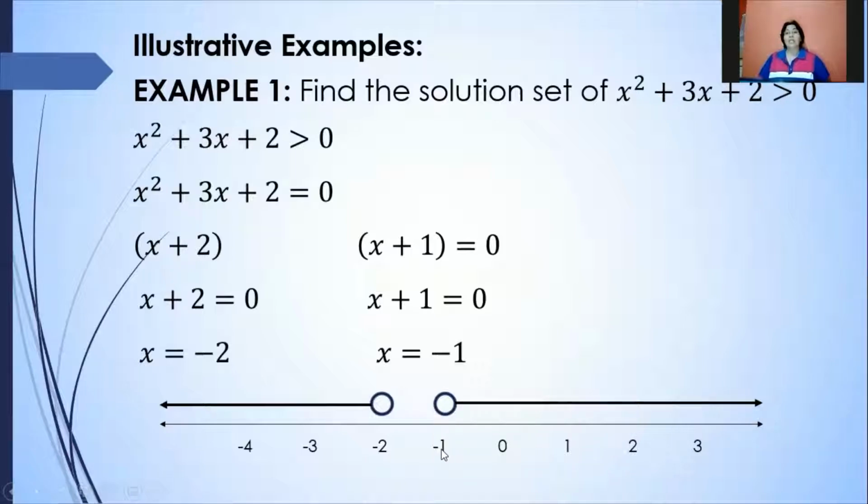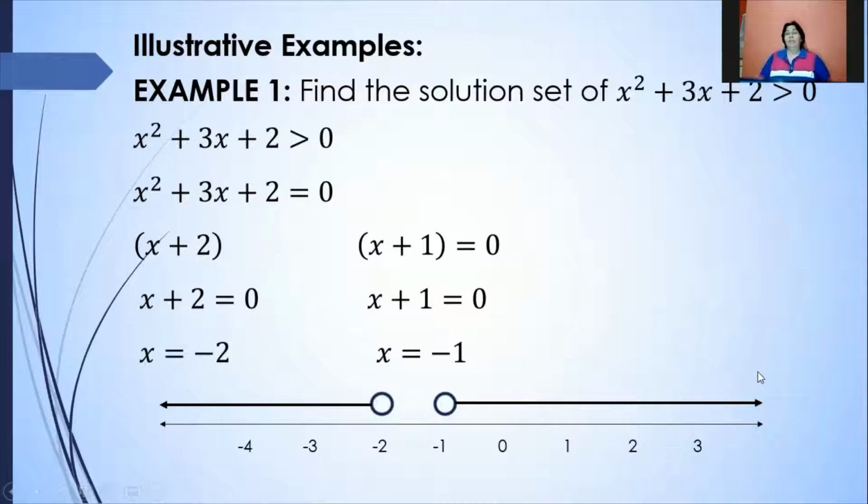Boundary of the graph. These points divide the number line into 3 parts: the left side of the number line, the numbers between negative 2 and negative 1, and the numbers immediately after negative 1 to the right. Or it divides the number line into 3 regions: immediately left of negative 2, between negative 2 and negative 1, and immediately after negative 1.